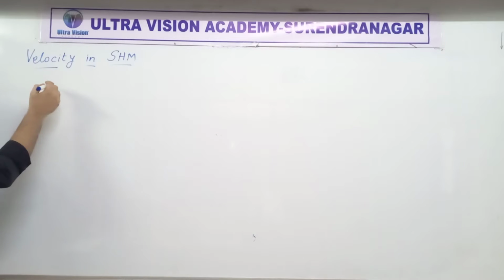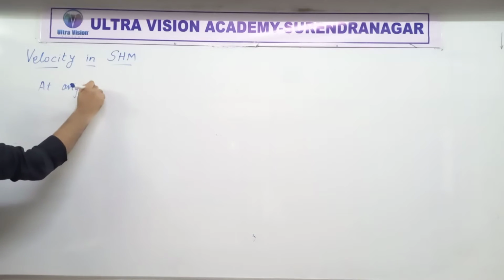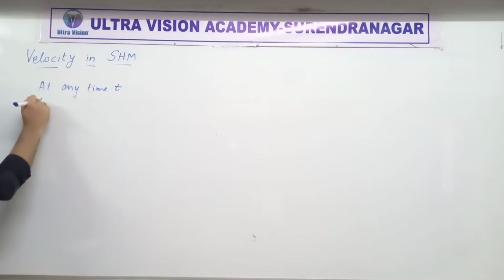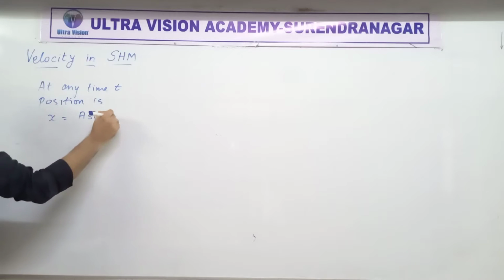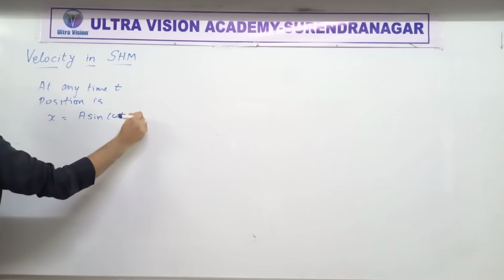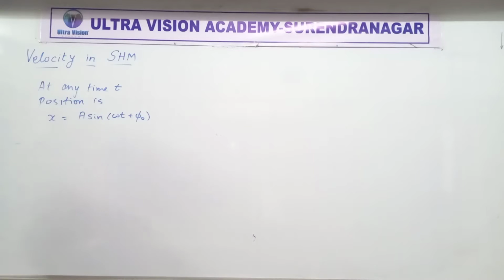Okay, so first of all, we will begin with the equation of position at any time t. The position is x equal to a sin(omega t plus phi 0). This equation is what we are going to use. So from position, we will try to find out velocity, which is very simple. I am sure everyone realizes that all we have to do is differentiation of this equation.